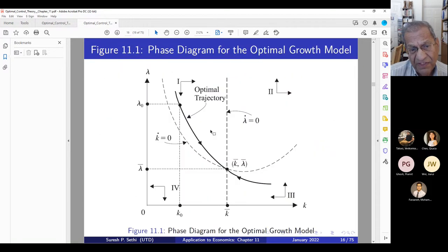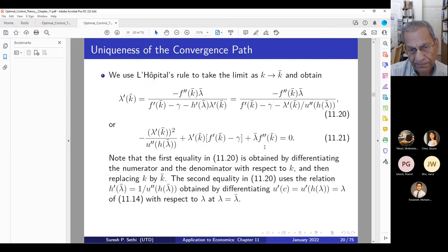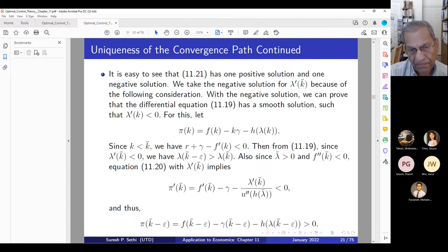Also, the picture is fine. We take the derivative, and that's going to give us this. So as k increases, lambda is going to decrease. That's what we want anyway, so we don't want to go the other way. For this, let's define pi of k to be f of k minus k gamma minus h lambda of k.